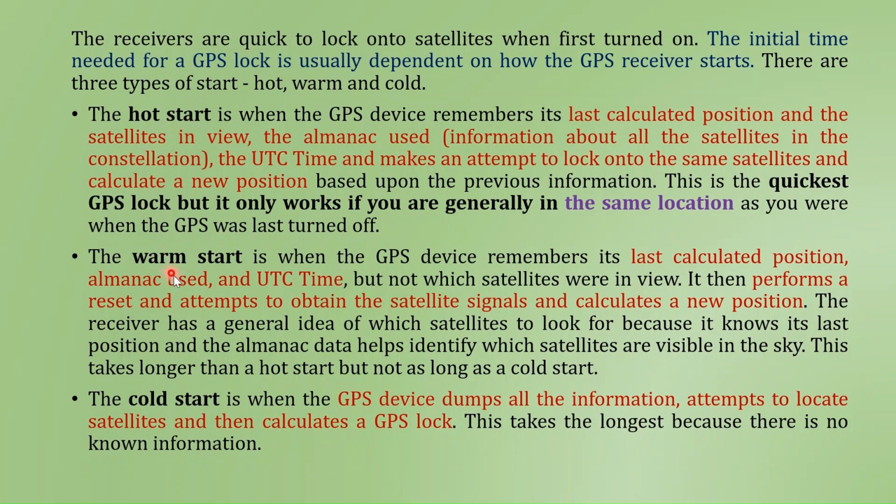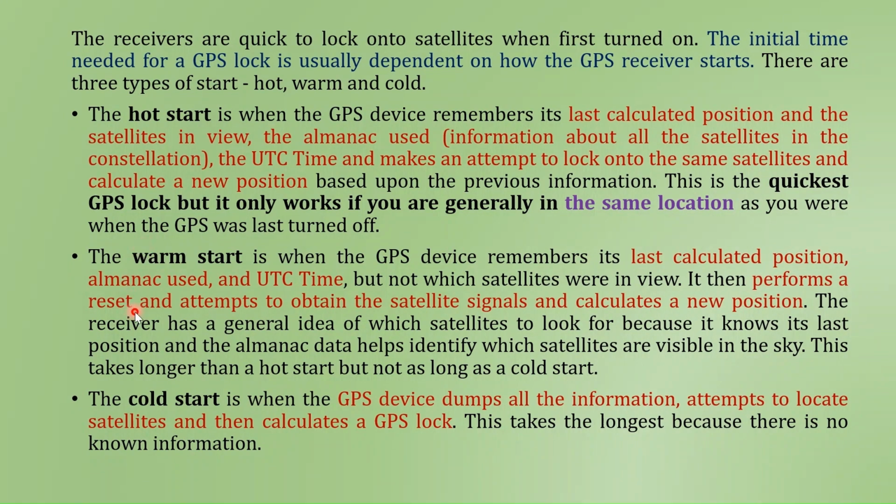Then the second type of start is the warm start, when the GPS device remembers its last calculated position, the almanac used and the UTC time, but it does not remember which satellites were in view. So it performs a reset and then attempts to obtain the satellite signal and calculate a new position.